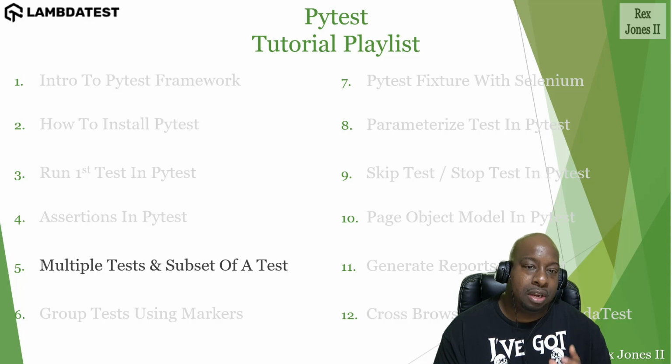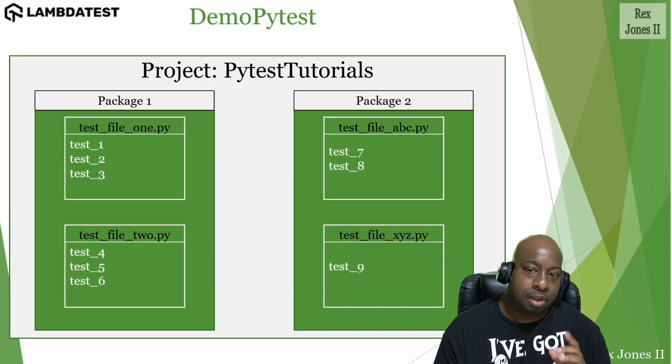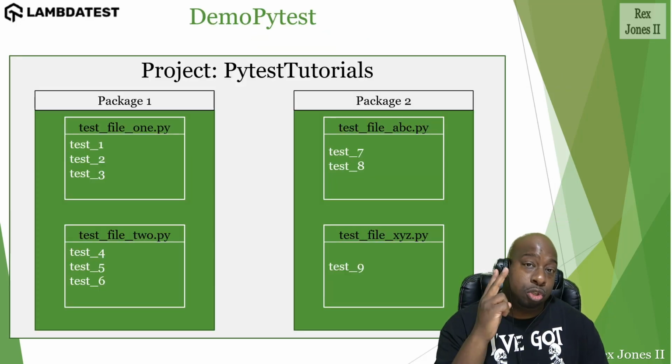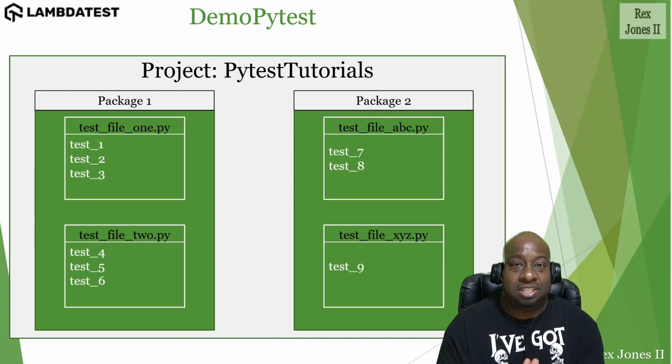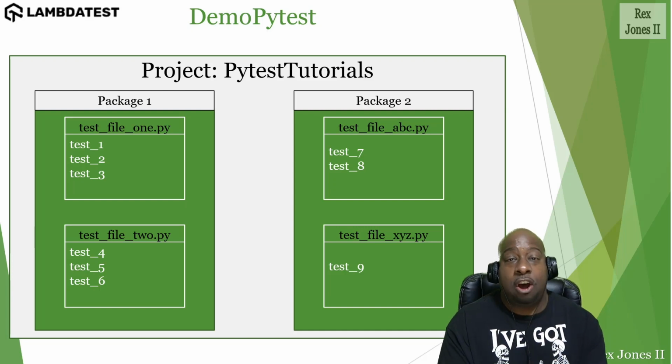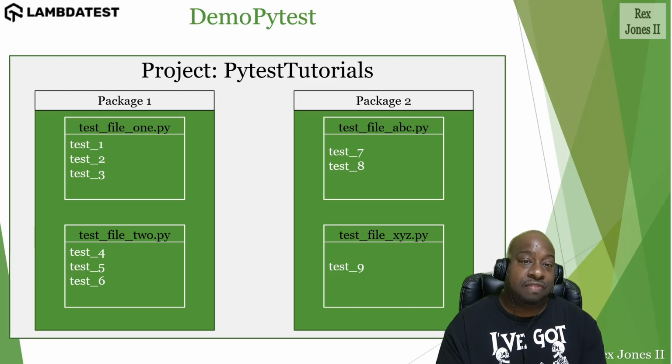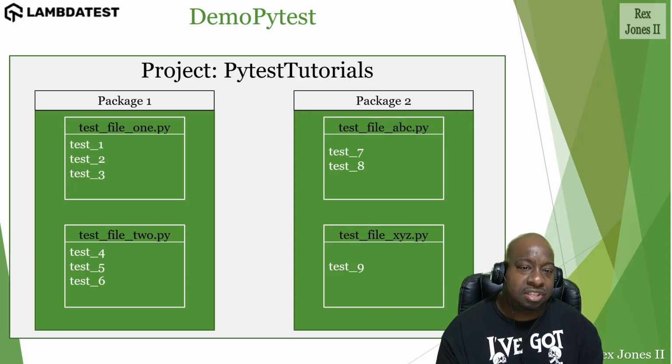For example, let's look at this diagram. It shows a project with two packages. Both packages have two Python files. Package 1 has a file called testfile1 and testfile2. Package 2 has a file called testfile_abc and testfile_xyz. There is a total of 9 test scripts.